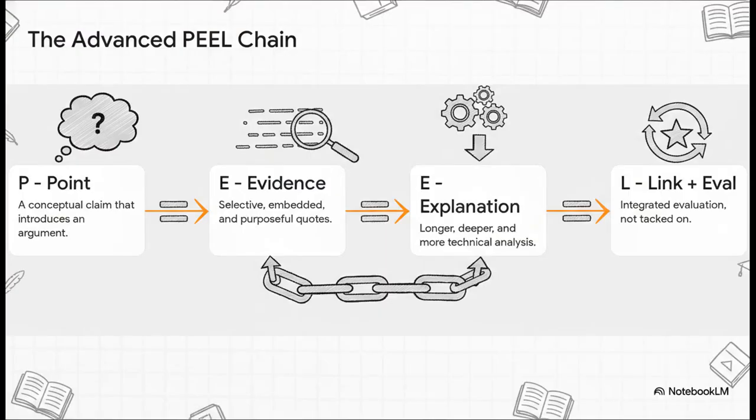So the chain's got 4 absolutely critical links. First, you've got your point, which is your big conceptual claim. Then, your evidence, which has to be super selective and purposeful. After that, the explanation. This is where you go deep with your analysis. And finally, the link plus your evaluation, which we're going to weave in seamlessly.